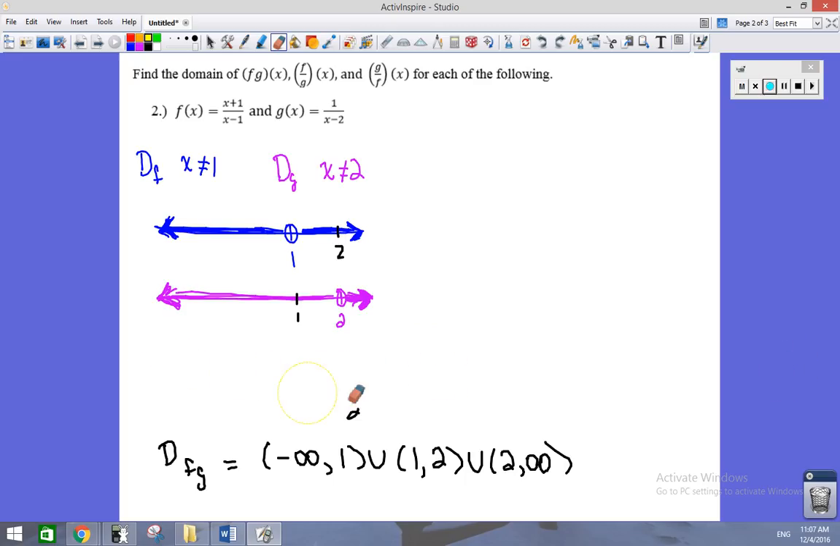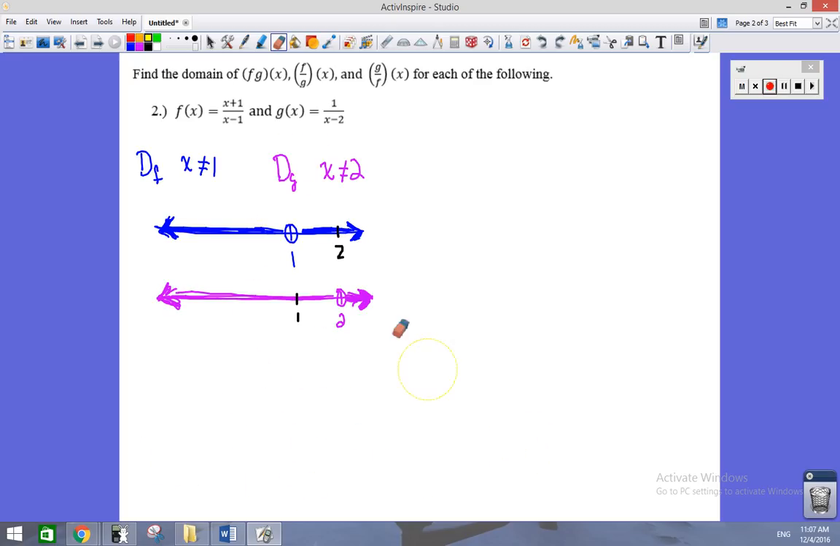Let's erase the picture of our answer for f times g, and we'll come up here to where we intersected these two sets. That's what we did in this picture, and we now want to intersect the values of x that prevent the denominator g from being 0. So let's take a closer look at g.